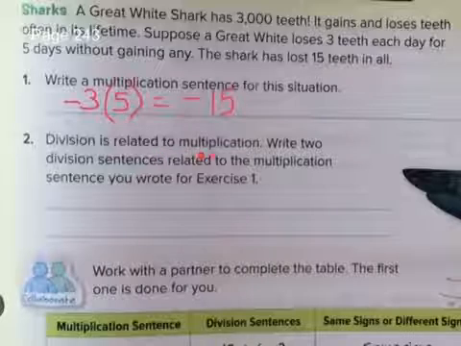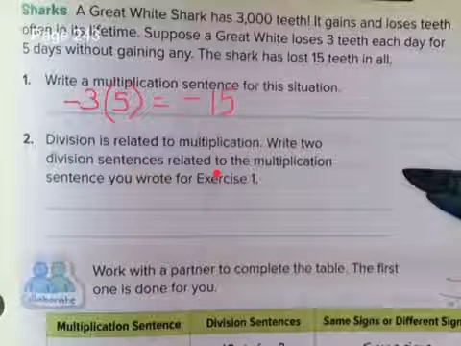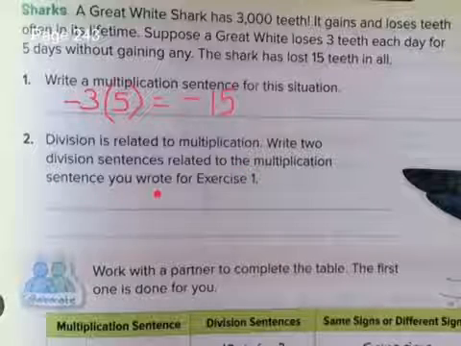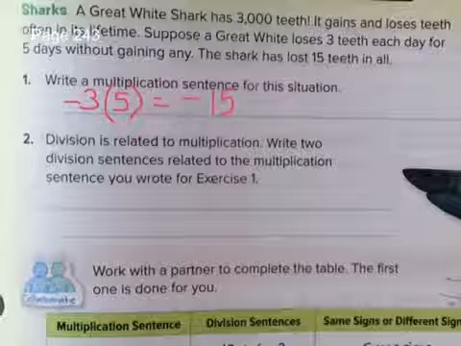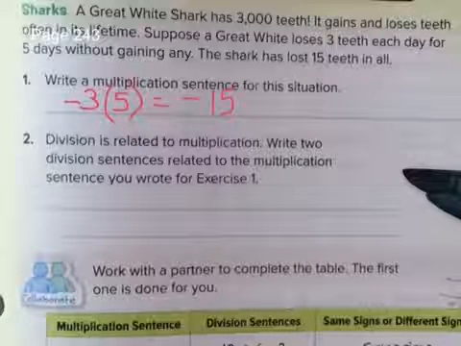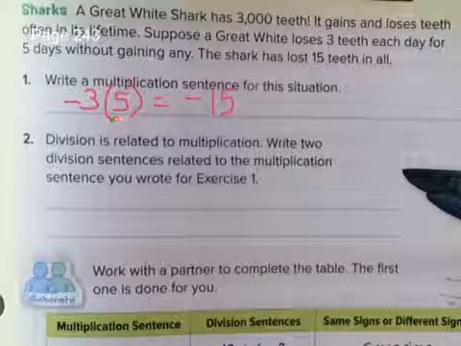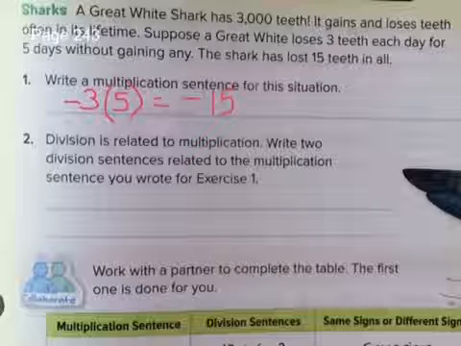Division is related to multiplication. Write 2 division sentences related to the multiplication sentences you wrote on exercise 1. Okay, so they want us to write 2. Well, if we go this way, we multiply it. But if we go backwards from here and we divide by 5, we get 3. Or if we take 15 and divide it by 3, we get 5.